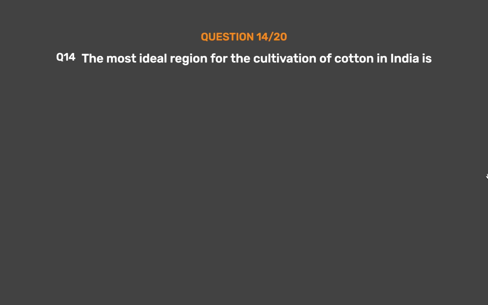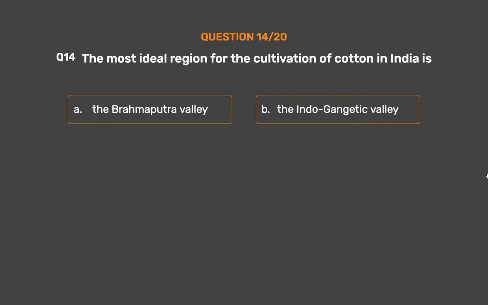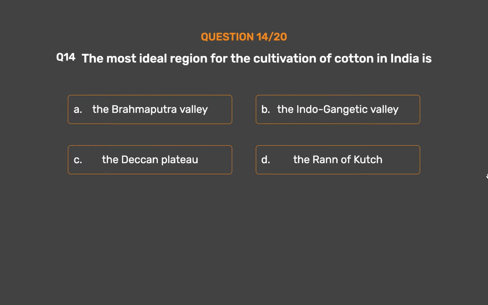Question number 14. The most ideal region for the cultivation of cotton in India is Option A, the Brahmaputra Valley. Option B, the Indo-Gangetic Valley. Option C, the Deccan Plateau. Option D, the Rann of Kutch.